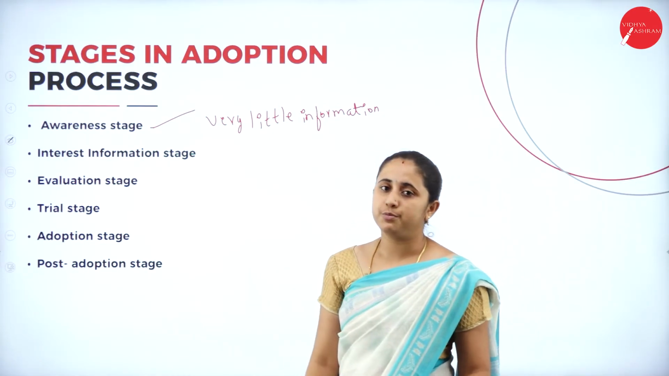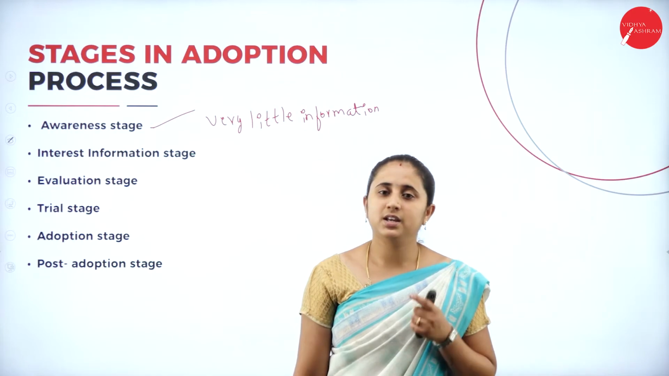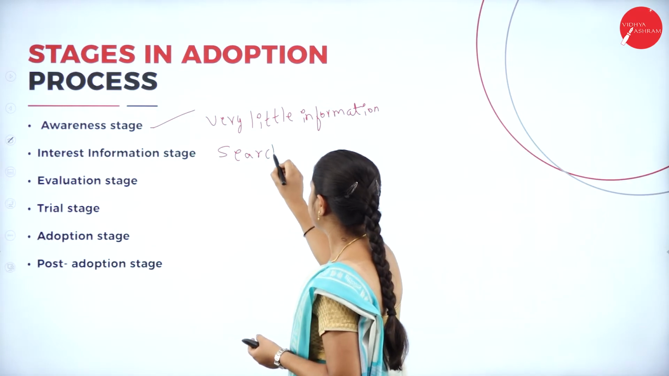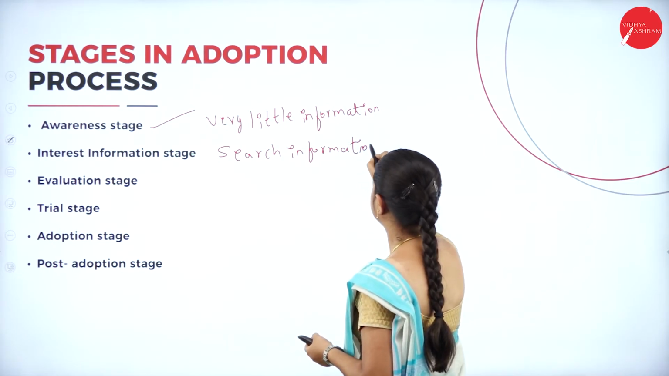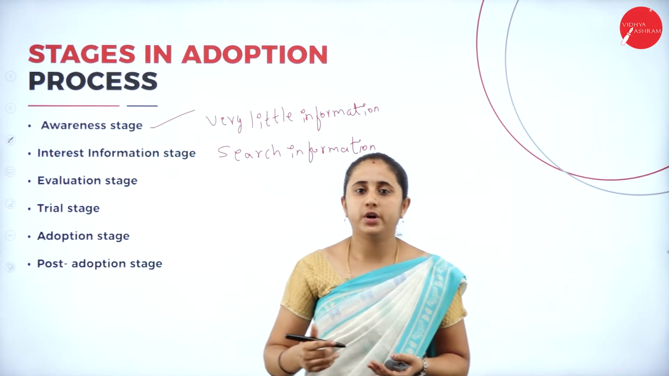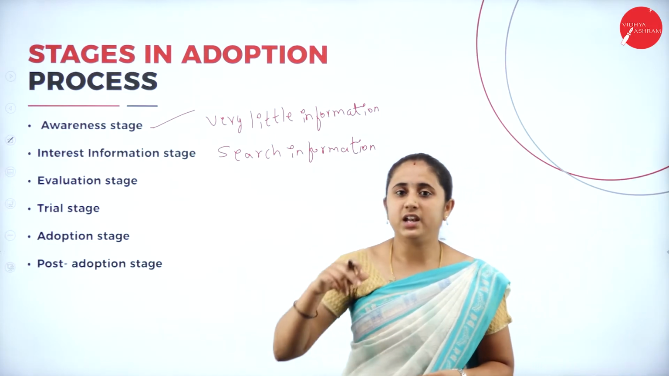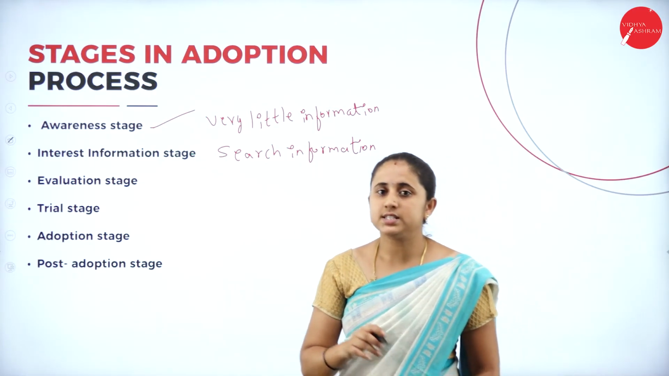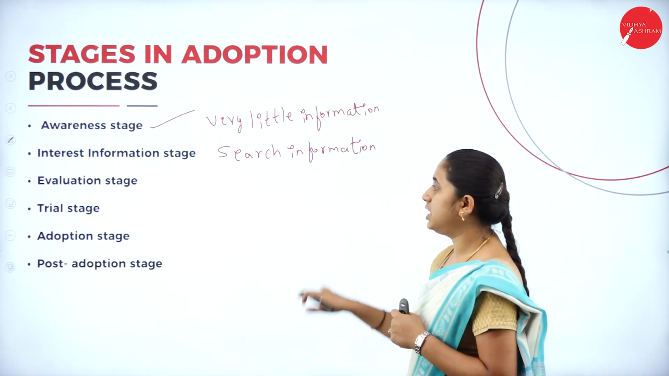Next, interest information stage. In the interest information stage, the customer who is interested in your product searches for information about the product. What is the benefit from the product, the changes or innovation in the product, and they compare with different products. They search for substitute products and varieties of the product. Here they collect detailed information about the product.